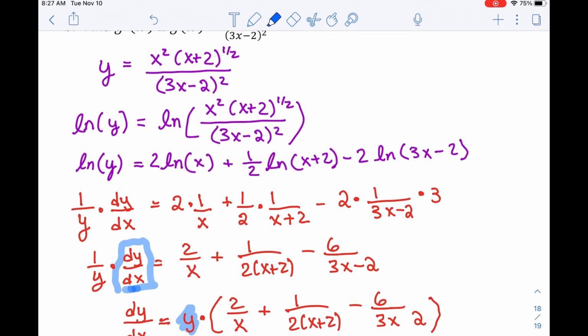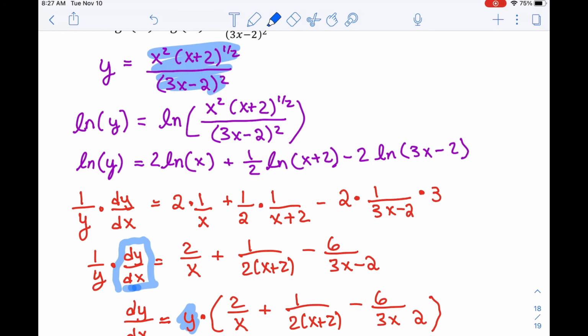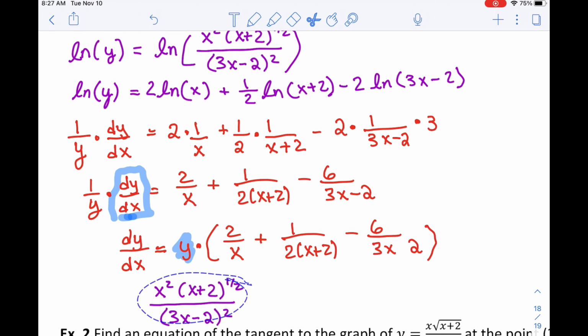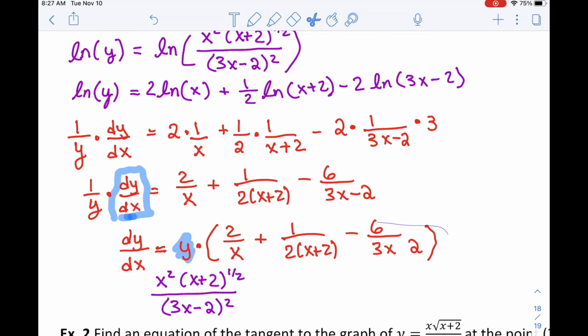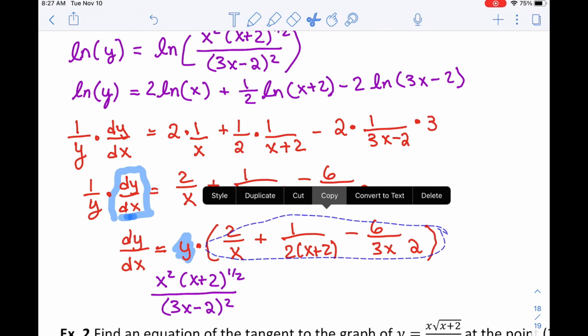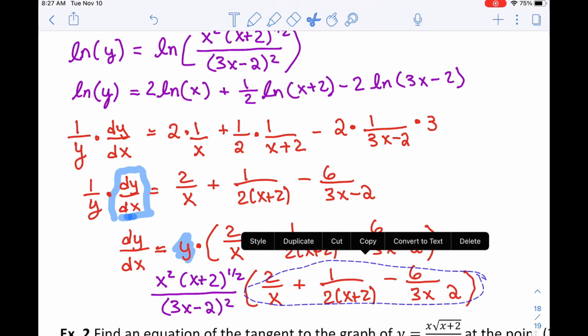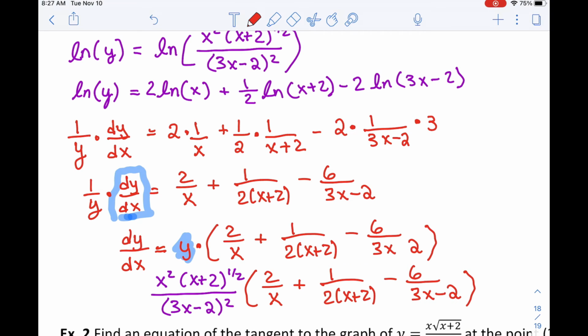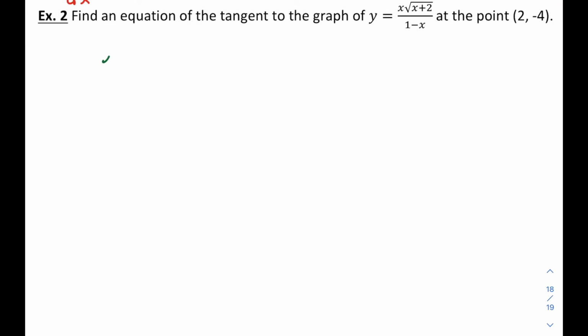And then I don't really want to leave it written with both y's and x's in it. Let's get it to one variable by going up and looking what y was originally. So if I replace y with what it is in terms of x, it's not going to be a very pretty derivative. I could possibly simplify, get a common denominator, but I'm going to leave it like that. Ta-da!